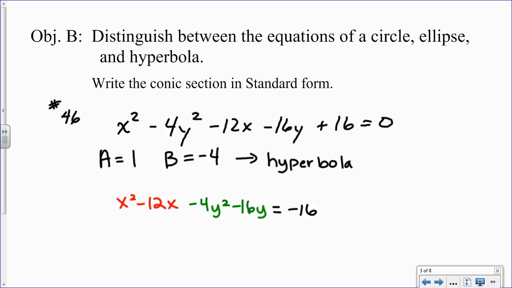Anything that you need to factor out for x? Nope, nothing to factor out for x. I'm still just putting it in parentheses so I show that that's a group. What about y? Yep, you need to pull out the negative 4. Take the negative with that 4. So that's y squared. So if I take out negative 4 from negative 16, I get plus 4 y.